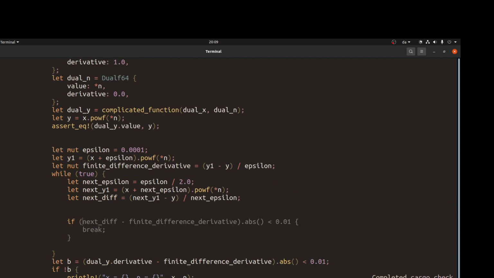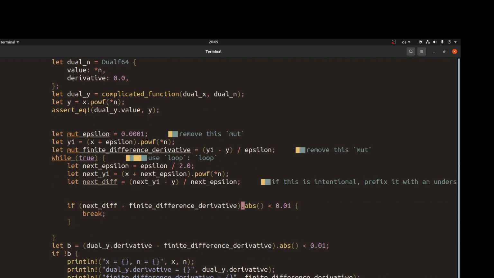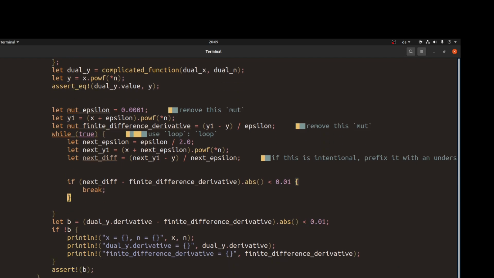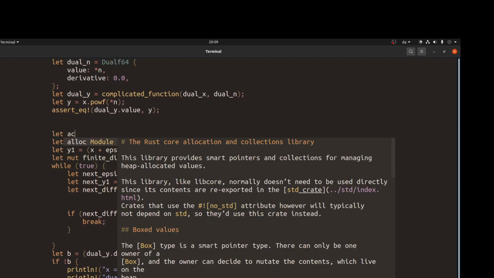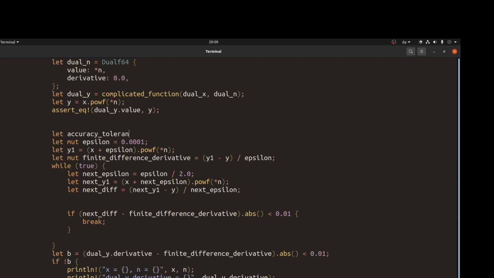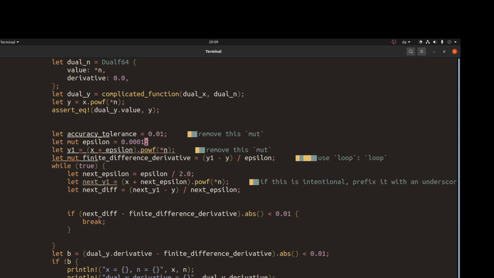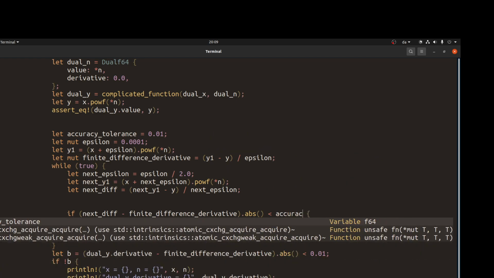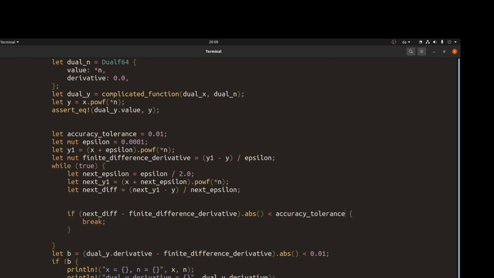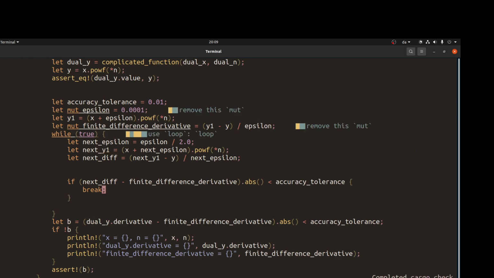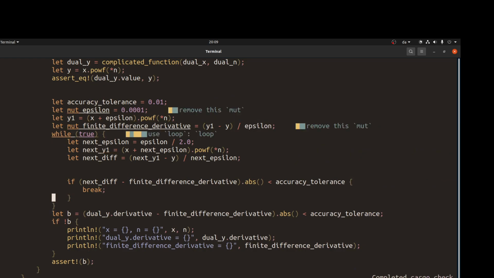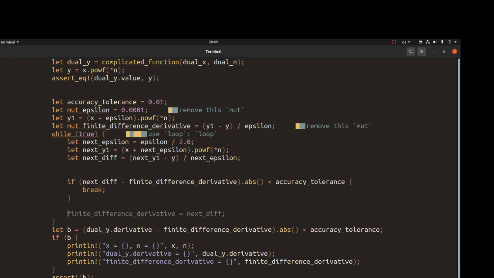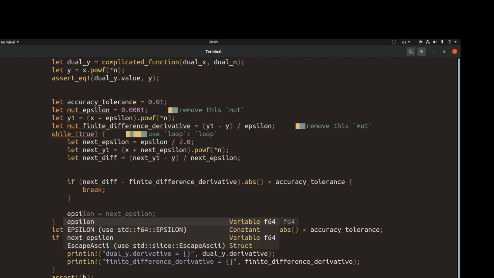And if the difference between the derivatives is smaller than this tolerance we have down here, so let's say accuracy tolerance, accuracy tolerance, then we break. But otherwise we should say epsilon equals that.